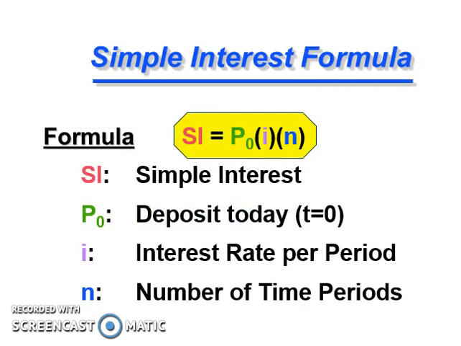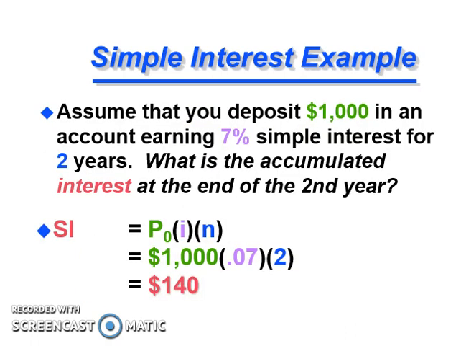The formula for simple interest rate is quite simple, as it is shown in this particular slide. The simple interest can be calculated by this formula: simple interest is equal to principal amount multiplied by the interest rate per period multiplied by the number of time periods. So whatever amount you have borrowed multiplied by the interest rate that has been agreed upon and the number of years. This is a simple example of simple interest.